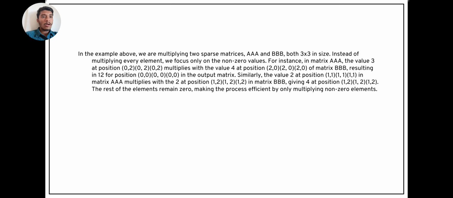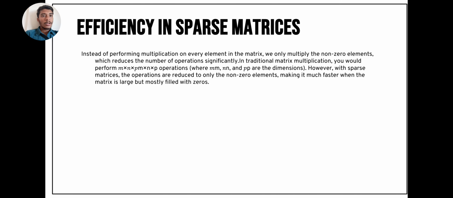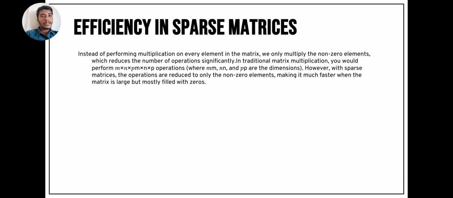Then the value at position 1 comma 1 of matrix A, multiplied with the 2 at position 1 comma 2 of matrix B, gives 4 at position 1 comma 2. The rest of the elements remain 0, making the process efficient by multiplying only the non-zero elements. So, efficiency in sparse matrices: instead of performing the multiplication on every element, we only multiply the non-zero elements, which reduces the number of operations significantly.